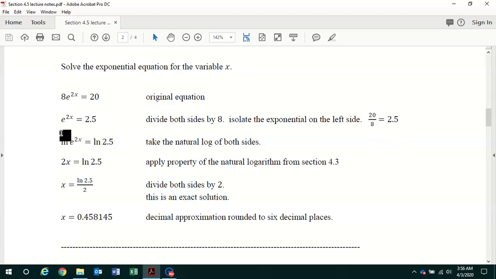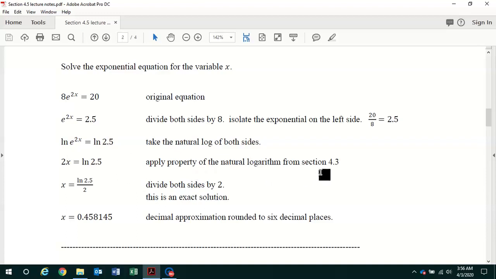Now we've isolated the exponential on the left-hand side. So one technique for solving an exponential equation involving the number e is to take the natural log of both sides, right? The left-hand side equals the right-hand side, so the natural log of the left-hand side has to equal the natural log of the right-hand side. So we make e to the 2x the argument inside the natural log function on the left, and 2.5 the argument inside the natural log on the right. Since these are equal, these have to be equal.